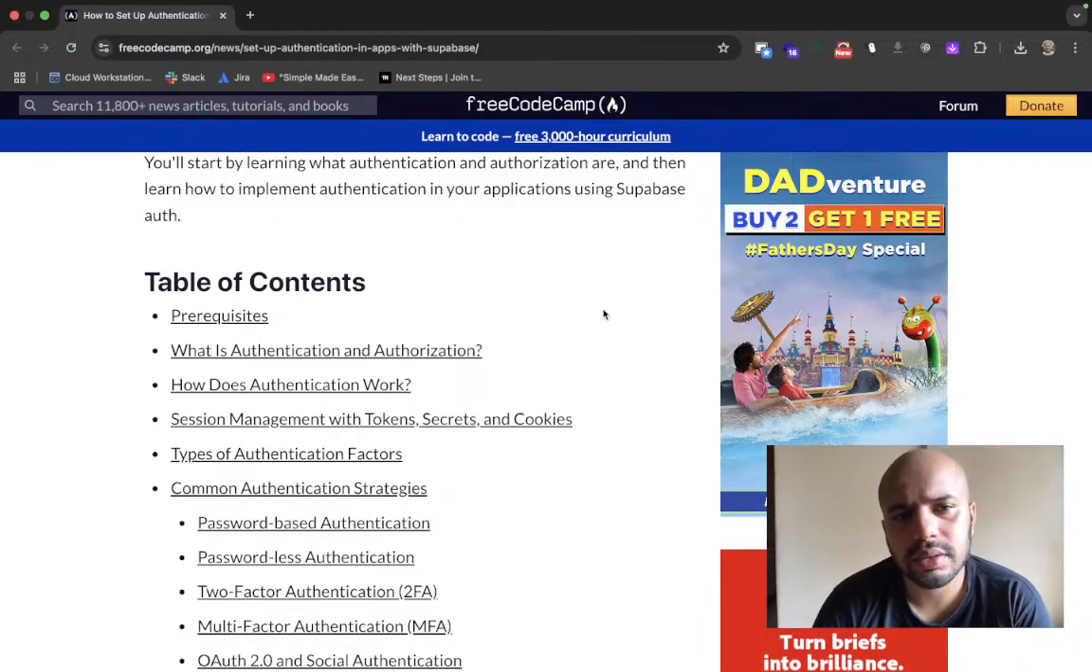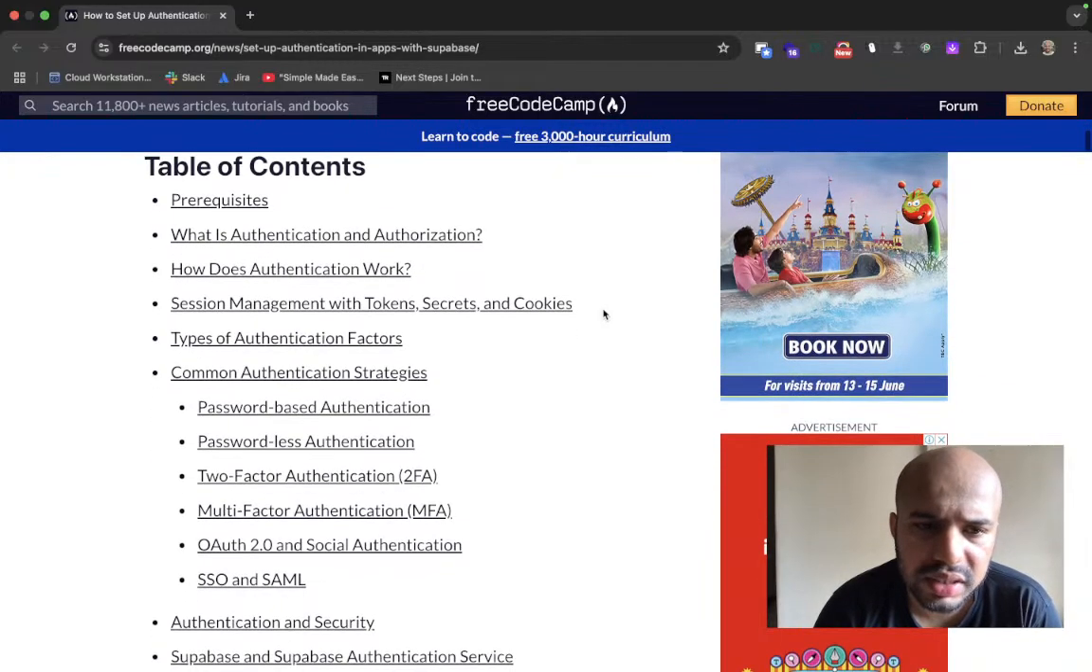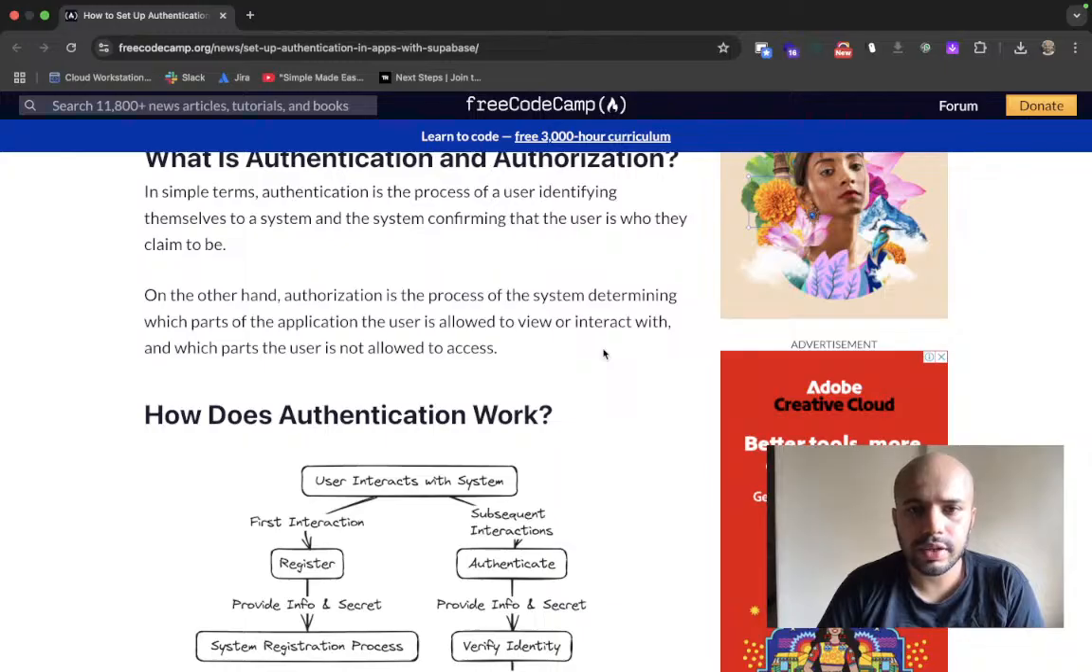Table of contents: prerequisites, what is authentication and authorization, how does authentication work, session management with tokens, secrets and cookies, types of authentication factors, common authentication strategies, password systems. Authentication is the system confirming that the user is who they claim to be. On the other hand, authorization is the process of the system determining which parts of the application the user is authorized to view or interact with, and which parts the user is not allowed to access.